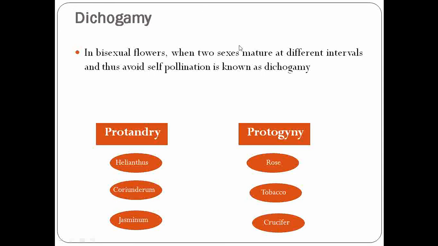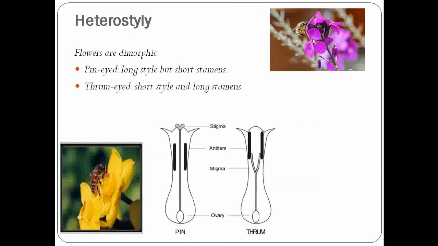So this is the next important condition to achieve cross pollination. Then the next condition is heterostyle. The name itself indicates the condition. Hetero means different and style means the style of the flower. So heterostyly shows the presence of two types of flowers, in which the first one is pin-eyed and the second one we call thrum-eyed.